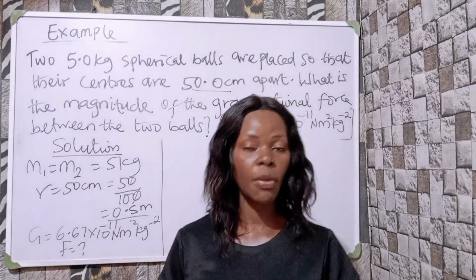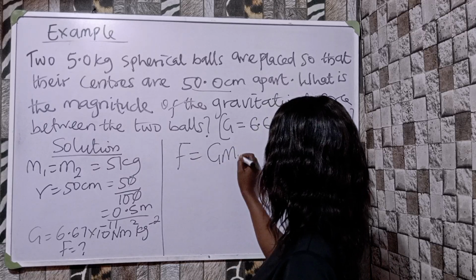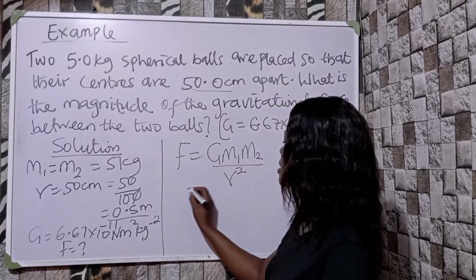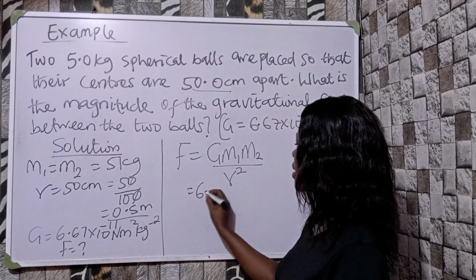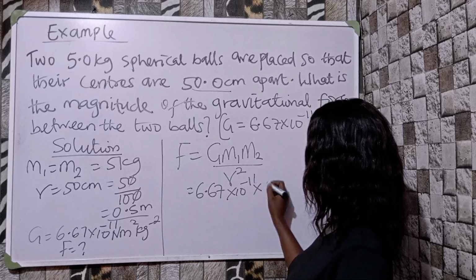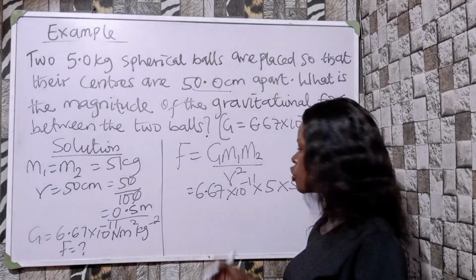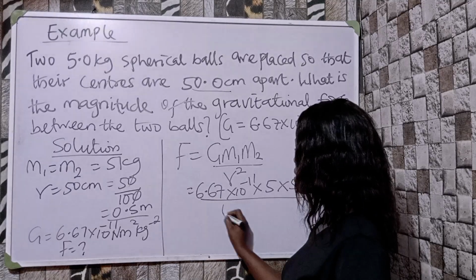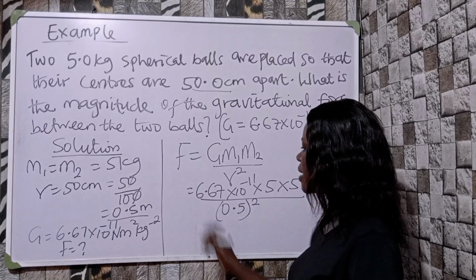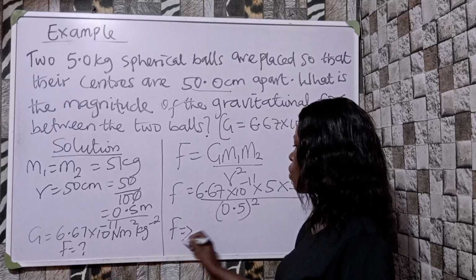Okay, so let's use the formula for gravitational force. F is equal to G m1 m2 over r square. What is my G? My G is 6.67 times 10 raised to power minus 11, times 5 times 5. Okay, so what are we going to do? We divide by 0.5, and remember to put square, to square it. Let's divide and see what we have.